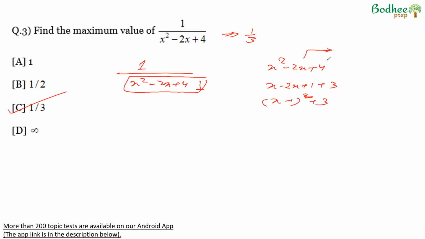Also, if I look at this quadratic, we'll see that the discriminant b square minus 4ac would be 4 minus 16, which is minus 12. Therefore, this is always positive.